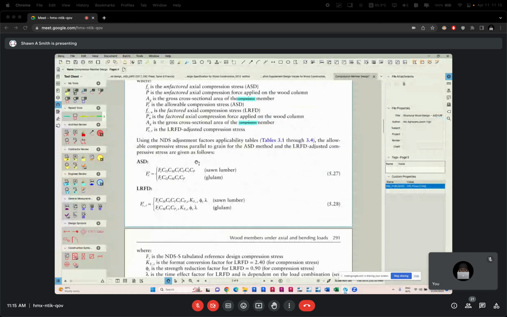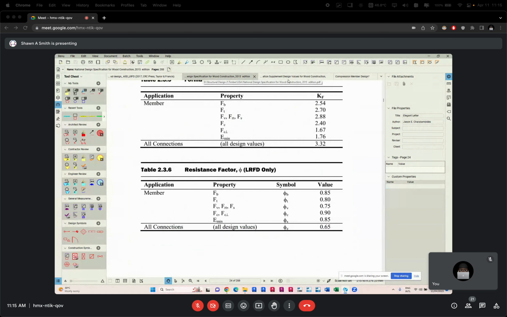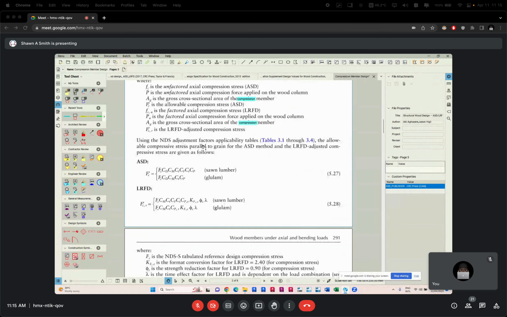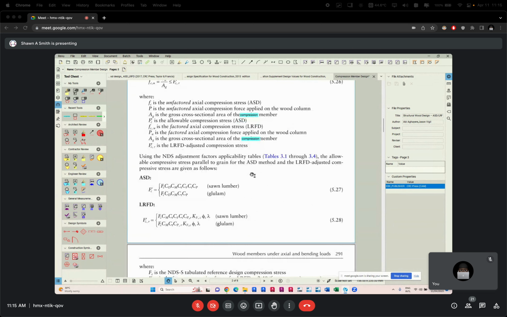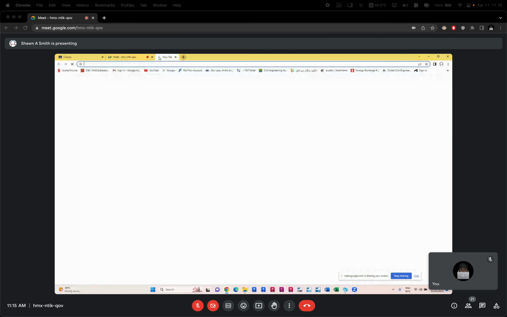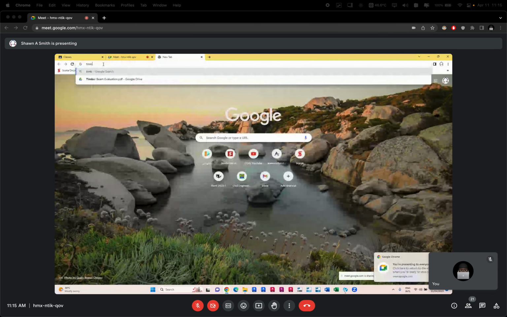Now, it says here using the NDS, the National Design Specification, the books we have been using all along, adjustment factors, applicable tables, table 3.1 and table 3.4, the allowable compressive stress parallel to the grain for the ASD and the LRFD adjusted compression stress are given as follows. Note it says parallel to the grain because we are looking at columns. Timber columns are going to have compression parallel to the grain.